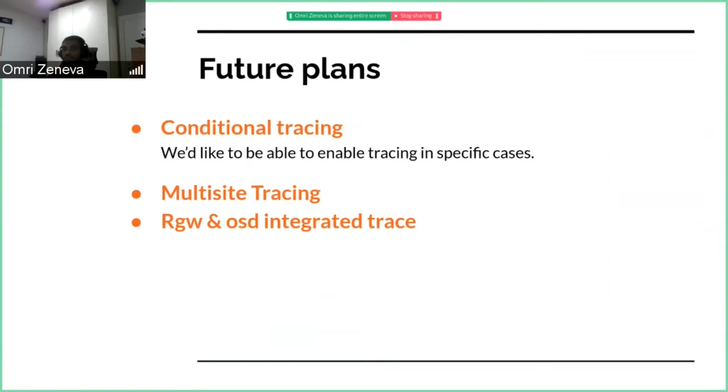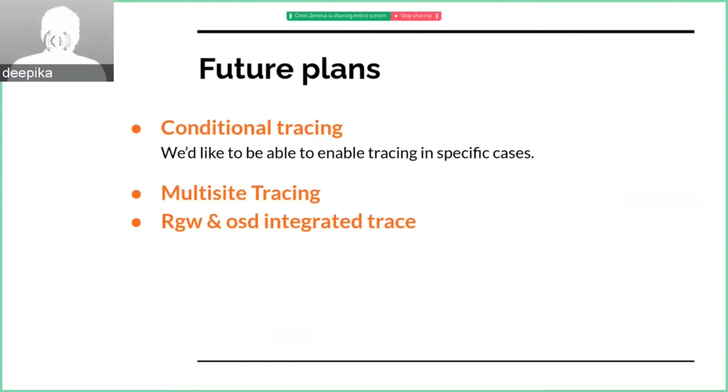I'm not much familiar with how multi-part upload works with traces. So how do you make use of them?